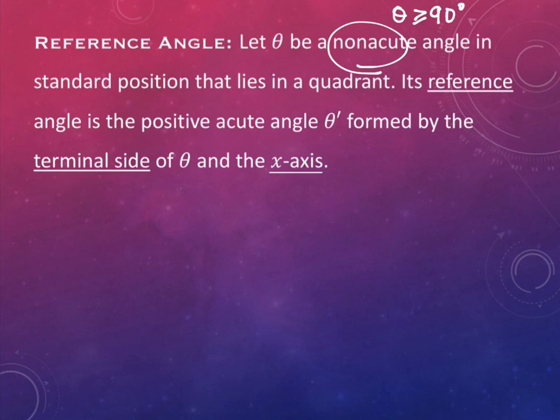just like we've been doing, right? Initial side's going this direction. Its reference angle is the positive acute angle theta prime formed with the terminal side of theta and the x-axis. It's the theta prime that I referenced in our last problem. I called it a coterminal angle, and it is a coterminal angle, but it's actually also called a reference angle. And it's the angle that's of best use to us, right? It's the easiest one to have information about and to work with.